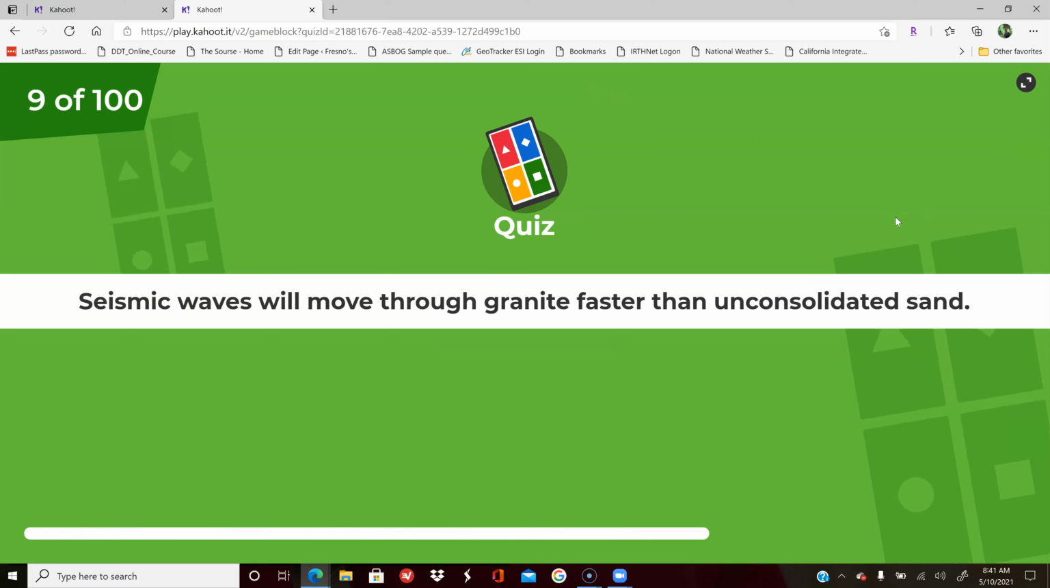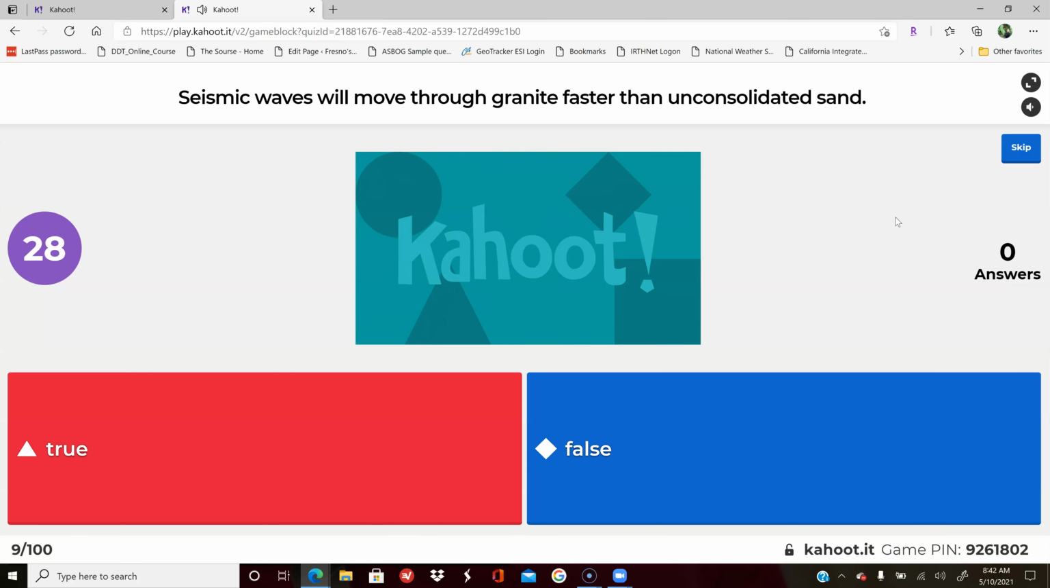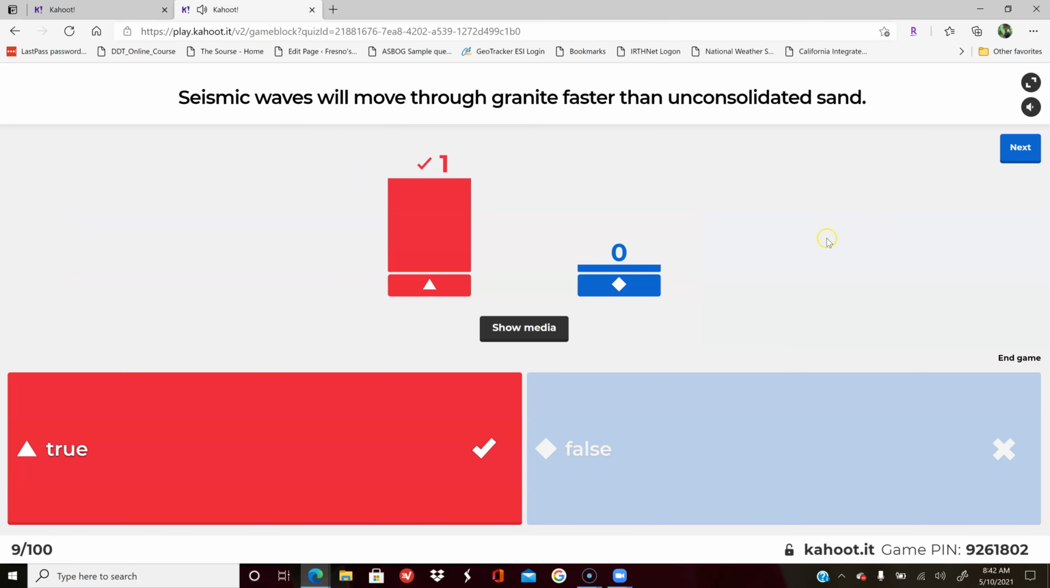Seismic waves will move through granite faster than unconsolidated sand. This is true. So the more compact the grains are, or the tighter the rock is, like granite is a very solid, minimal pore space rock, seismic waves are going to move through it much faster than an unconsolidated sand, where it will bounce around between the pore spaces a lot more.